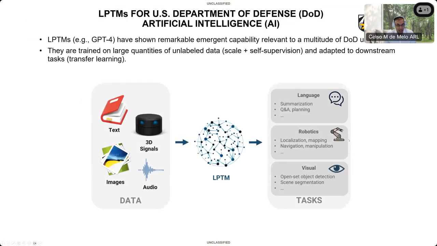Okay, so what are large pre-trained models? Basically, they're deep neural networks trained on large quantities of unlabeled data. So this is the idea of scale plus self-supervision. Self-supervision in the sense that we're not adding new labels. Of course, we're leveraging the labels that already exist on the web or whatever. And then adapting the same data space to a multitude of downstream tasks. So this third idea of transfer learning.